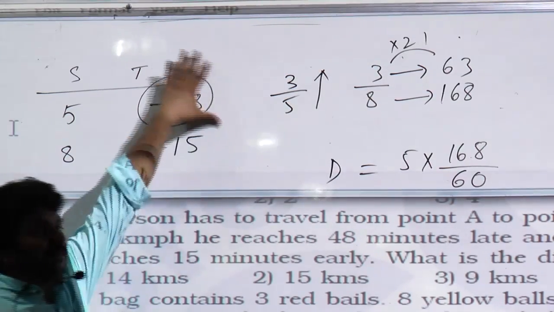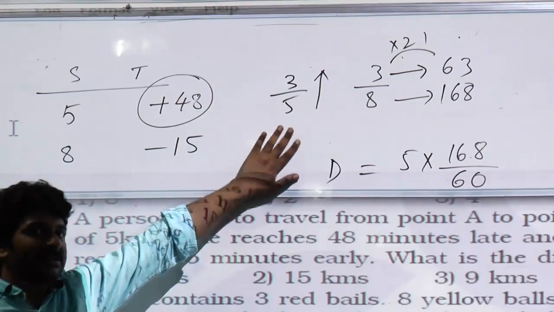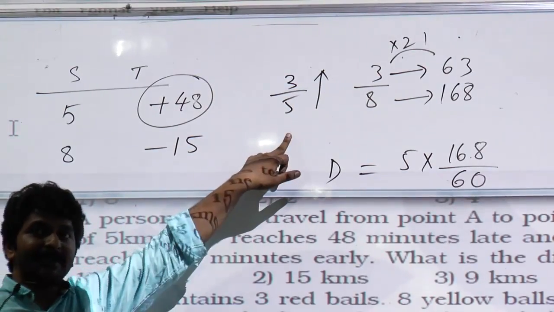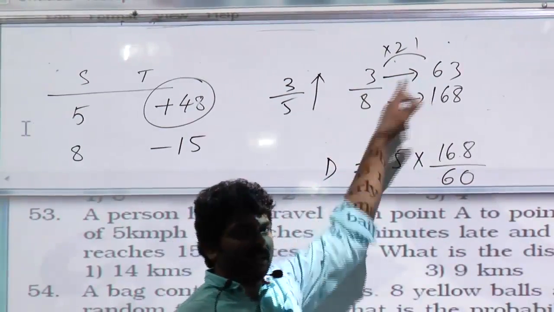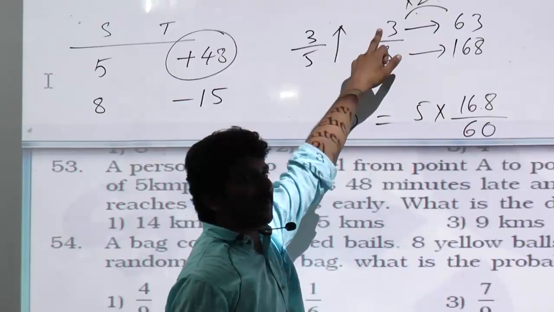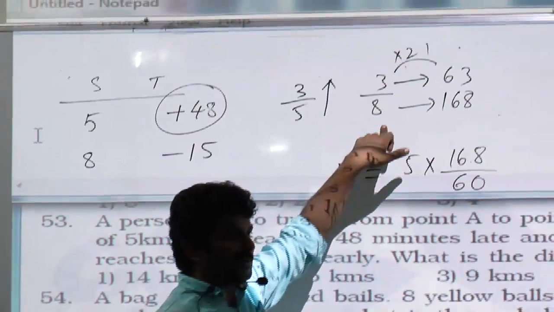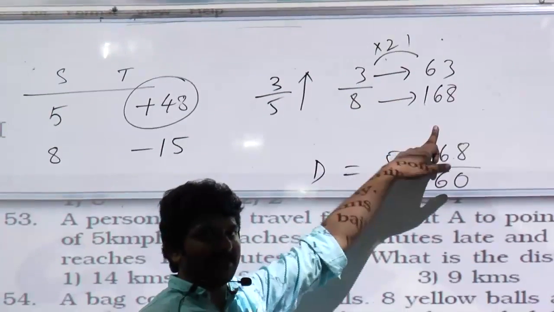This part is just information only. This is the actual solution. Speed increases by 3 by 5, time decreases by 3 by 8. If 3 by 8 is 63, 1 is how much? This is what you need to calculate. Instead, numerator is 3 parts. 3 parts is 63, denominator is total. 8 parts is how much? 3 21s, 8 21s 168.